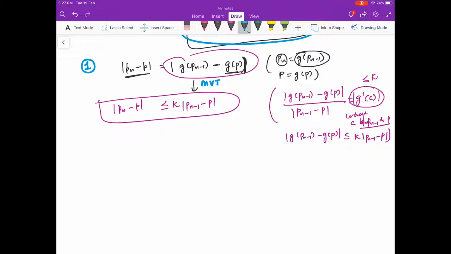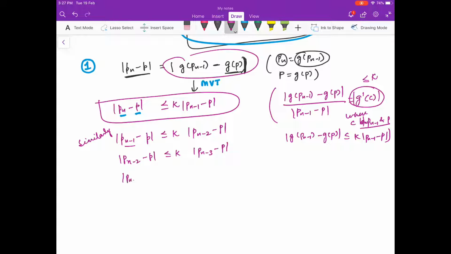Here I have started with pn and p. I can also start with pn minus 1: |pn minus 1 minus p| is less than or equal to k into |pn minus 2 minus p|. Similarly, you can write further, you can start with pn minus 2. So this is less than or equal to k into |pn minus 3 minus p|. Then |pn minus 3 minus p| is less than or equal to k into |pn minus 4 minus p|, and so on.